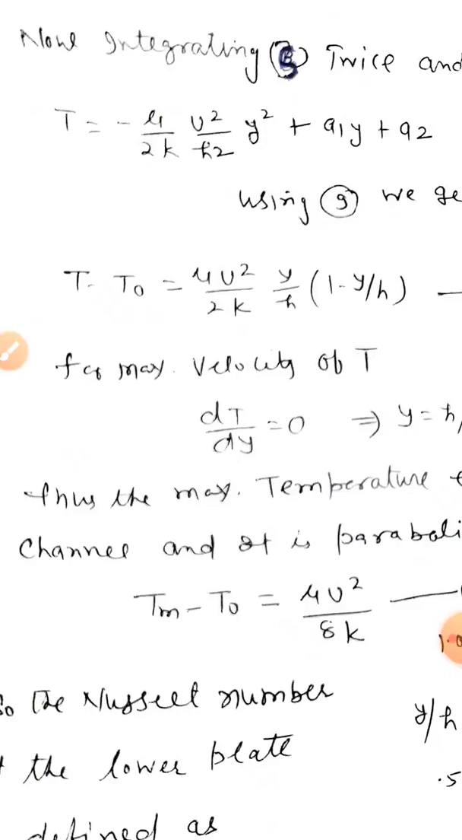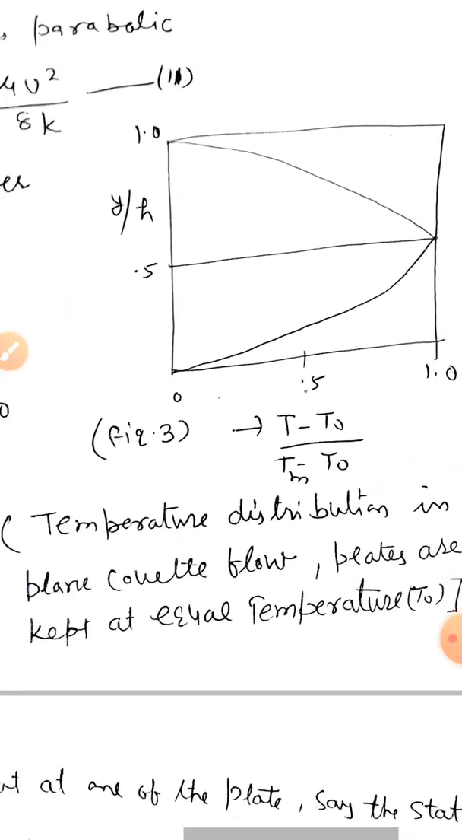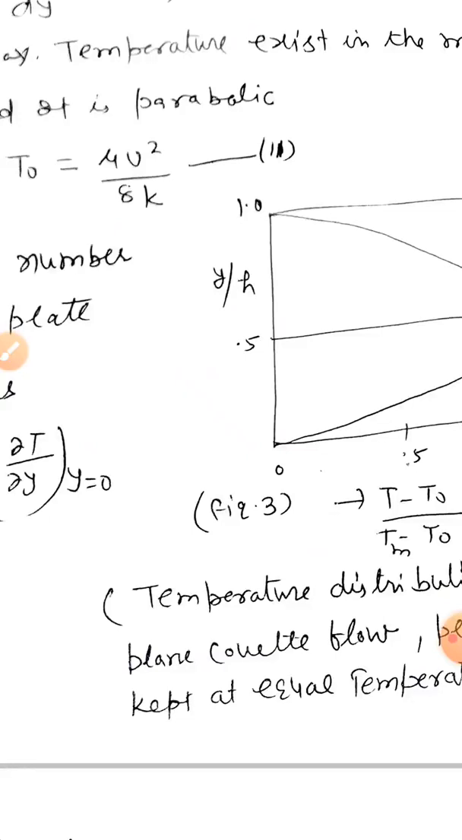For the maximum value of T, dT by dy is equal to 0. Solving it, we get y is equal to h by 2. So the maximum temperature exists in the middle of the channel and it is parabolic. This is shown in the diagram. In the x direction, this is T minus T0 upon Tm minus T0, and in the y direction is y by h. So the maximum temperature Tm minus T0 is equal to mu U square upon 8k. This is equation number 11.